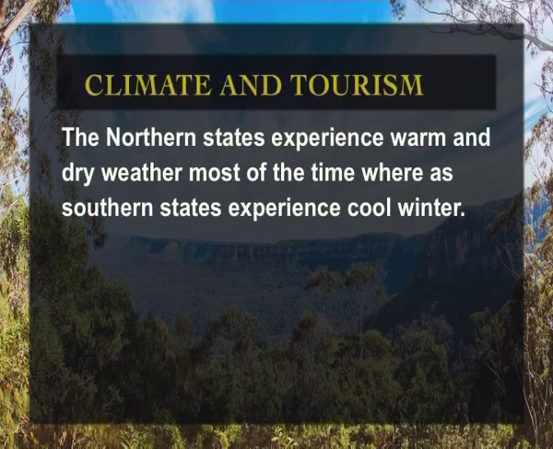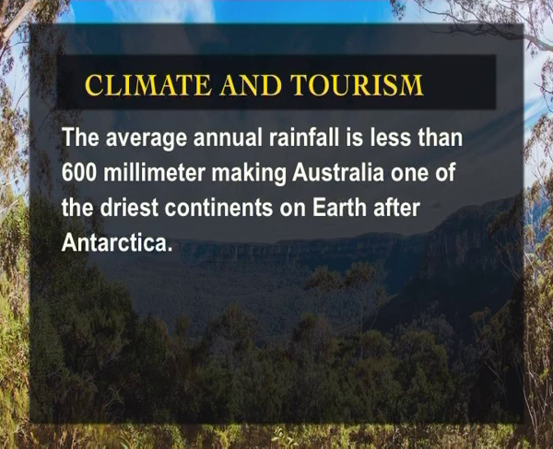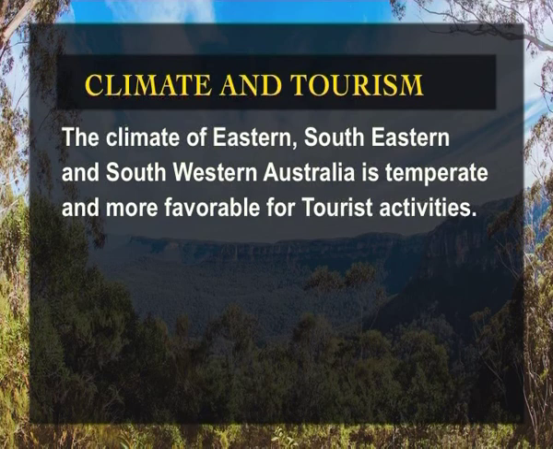Next, coming to climate and tourism. The climate of Australia is very diverse. Australia experiences temperate weather for most of the year, but climate can vary due to its large size and different geographical features. The northern states experience warm and dry weather most of the time, whereas southern states experience cool winters. The average annual rainfall is less than 600 mm, making Australia one of the driest continents on earth after Antarctica. The climate of eastern, southeastern and southwestern Australia is temperate and more favourable for tourist activities.